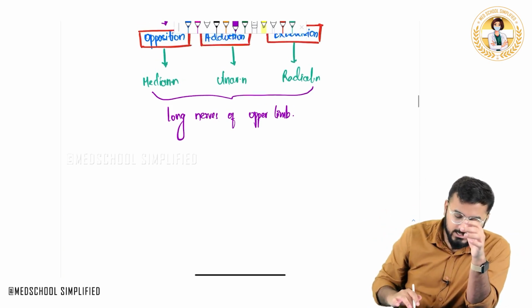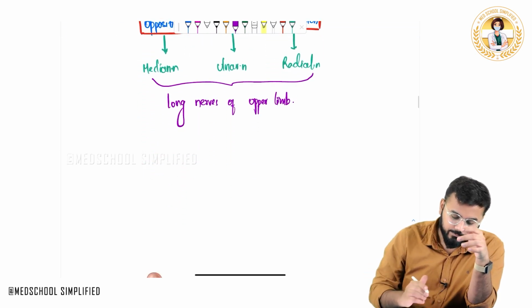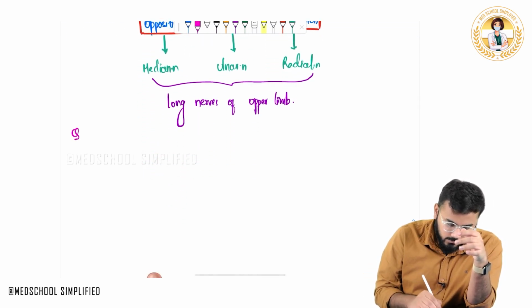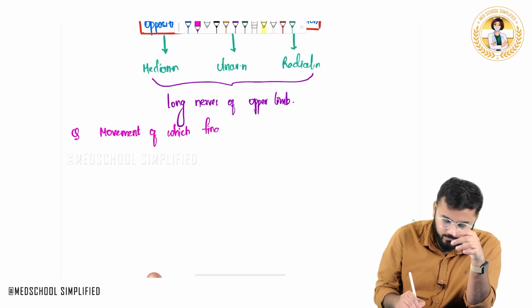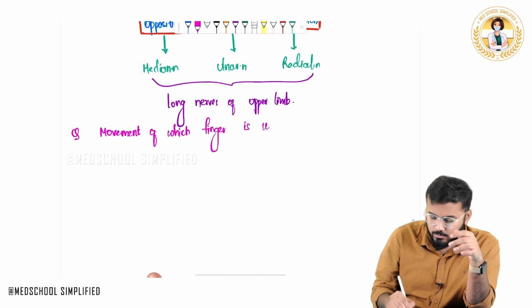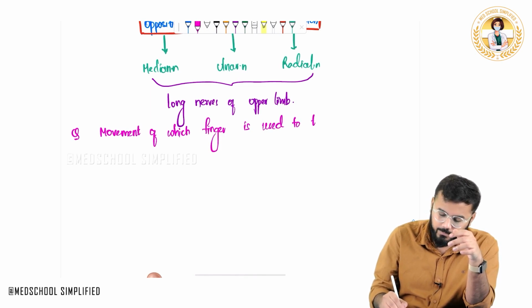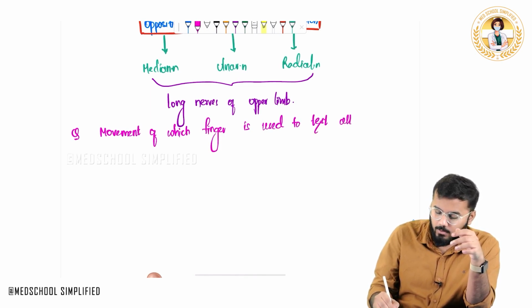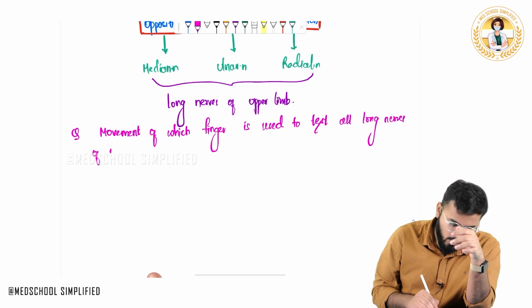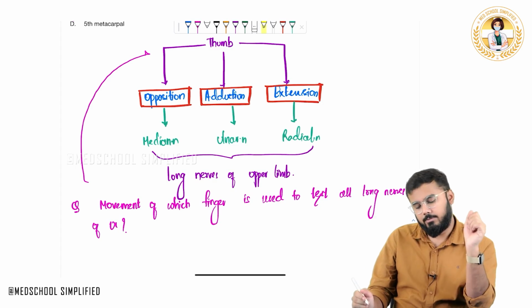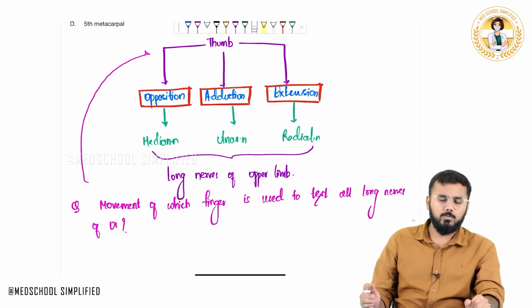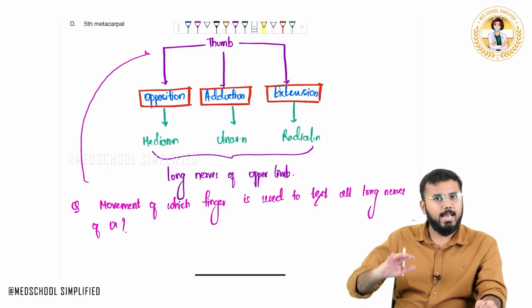So the question which was asked is: movement of which finger is used to test all the long nerves of the upper limb? Obviously, the answer would be movement of the thumb. So movement of the thumb is used basically to check the actions of your upper limb.